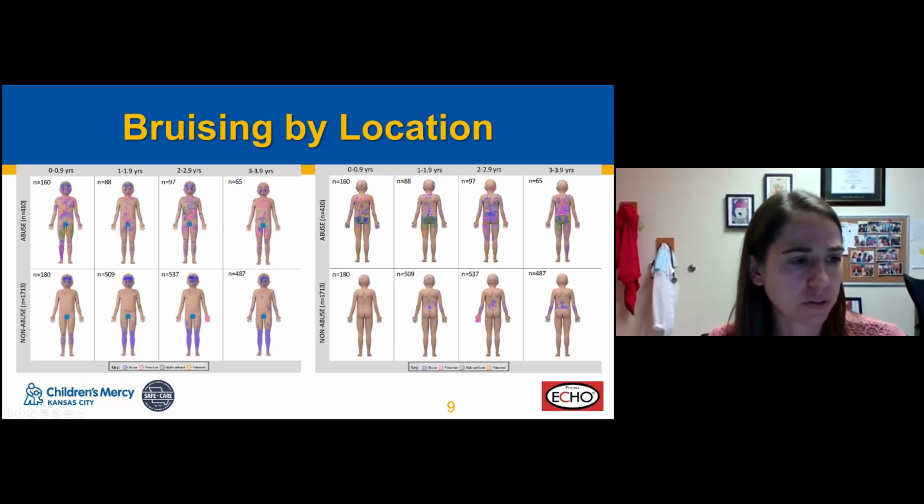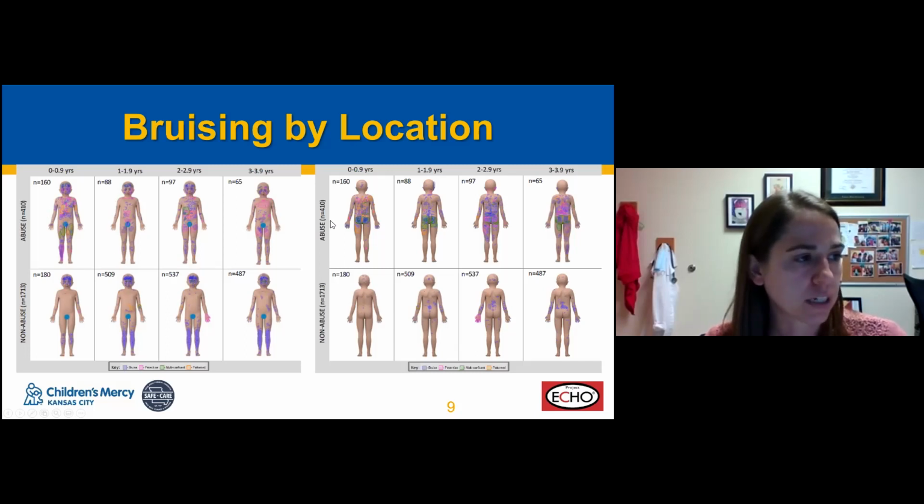When you look at the non-abused patients, in the youngest age category, there's not a lot of bruising. When it is present, it's mostly over the shins, knees, and the forehead. As they get older, you see more bruising below the knees, clustered over the forehead, maybe nasal bridge, chin, those bony prominences. Again, some clustering over the midline back, where your spinal prominences are, and then elbows and backs of the forearms. So again, mostly bony prominences.